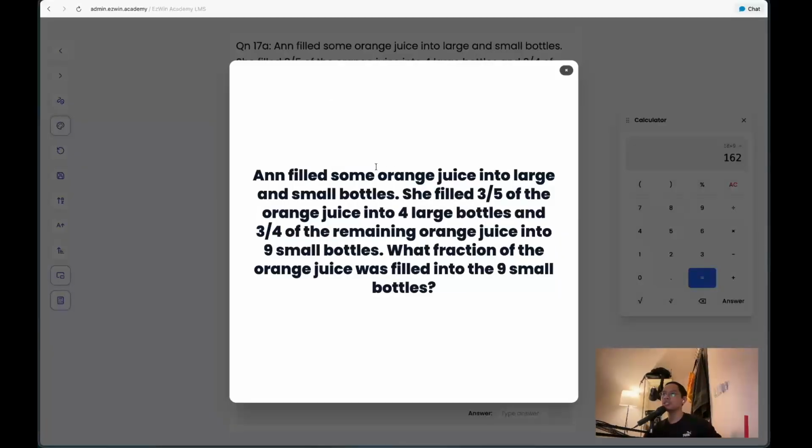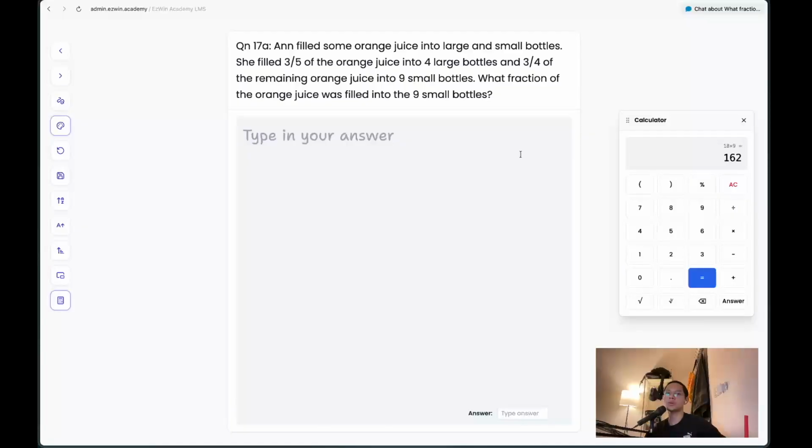162. Question 17a. Anne filled some orange juice into large and small bottles. She filled 3/5 of the orange juice into 4 large bottles and 3/4 of the remaining orange juice into 9 small bottles. What fraction of the orange juice was filled into the 9 small bottles?